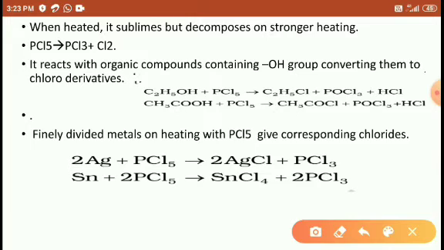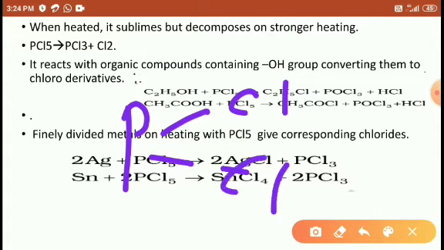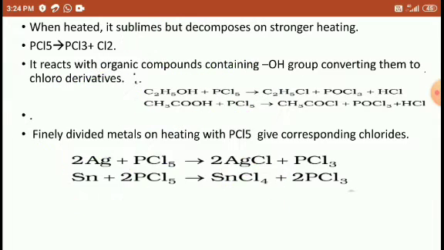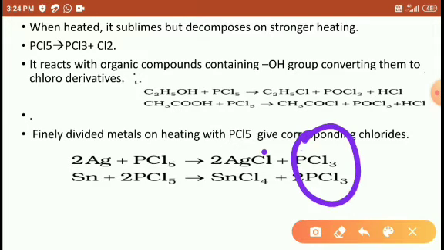It reacts with organic compounds containing an OH group, converting them into chloro derivatives. Look here, the same reactions we have already discussed. And finally, divided metals react with PCl5 to form the respective metallic chlorides. Of the 5 chlorines on phosphorus, it releases only 2 chlorines and the remaining PCl3 is as it is.